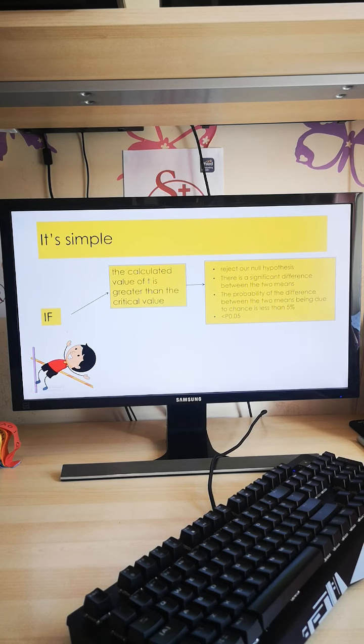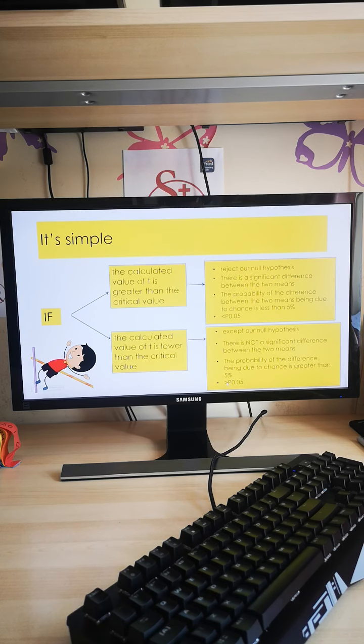But imagine our calculated value did fall below that critical value, then we just say the complete converse. So the calculated value of t is lower than the critical value. Therefore, we'd accept the null hypothesis. There is not a significant difference between the two means. The probability of the difference being due to chance is greater than 5%, and we can write that shorthand as p greater than 0.05. And sometimes the examiner does use that.